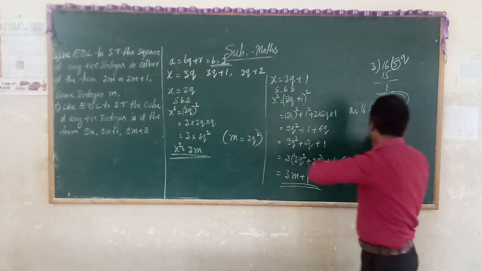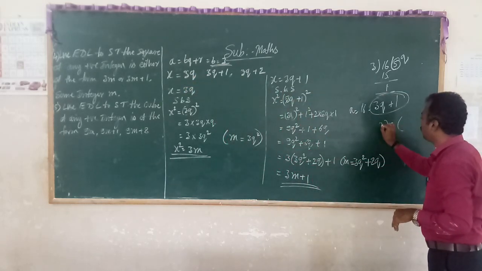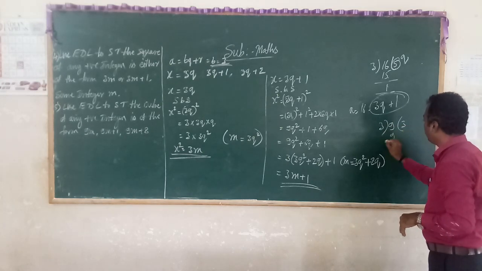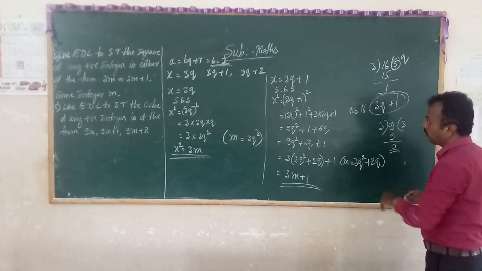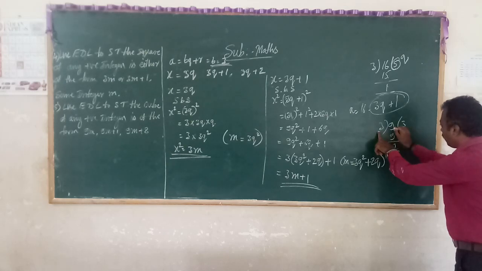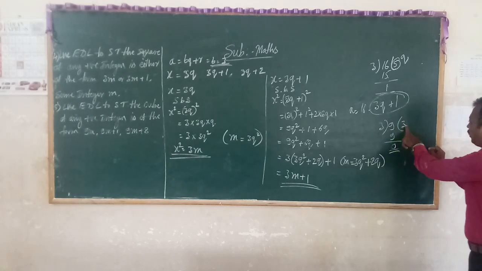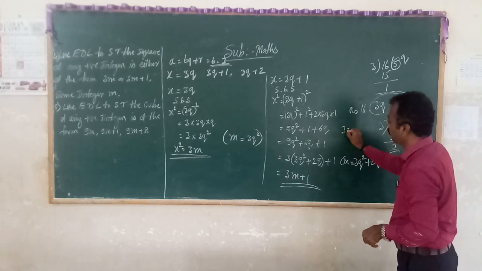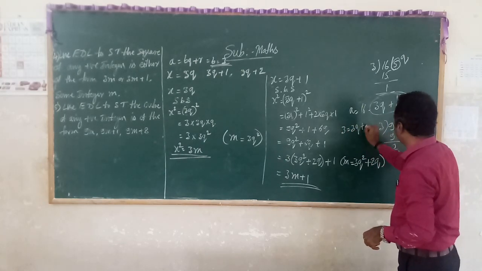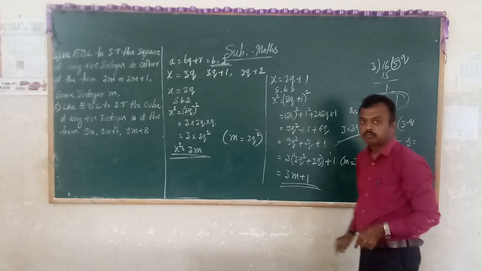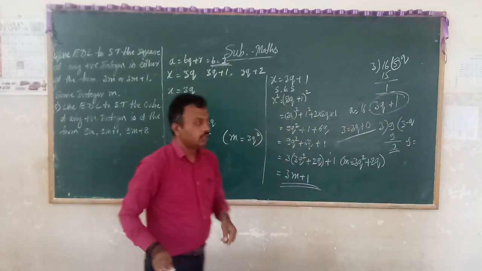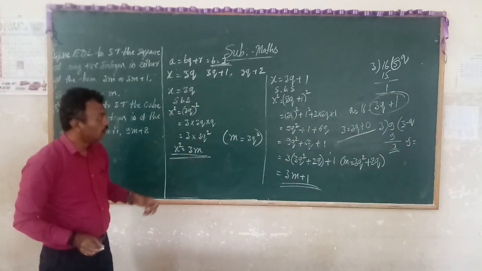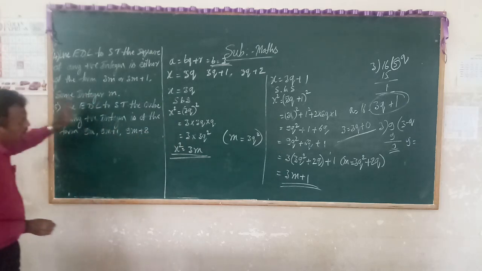So in another example, 9 we should take. 3 3s are 9. What will you get? 0. That means 9 is equal to 3 into q. This is q. 3q plus 0. Okay students. So next, this is the proof. That's all.